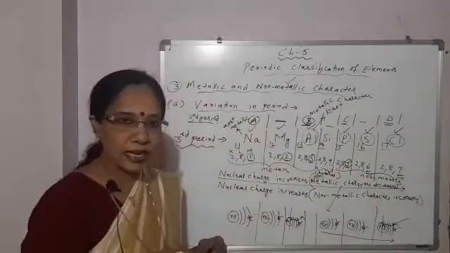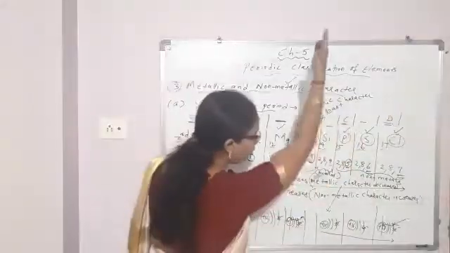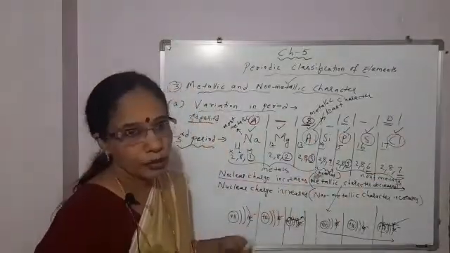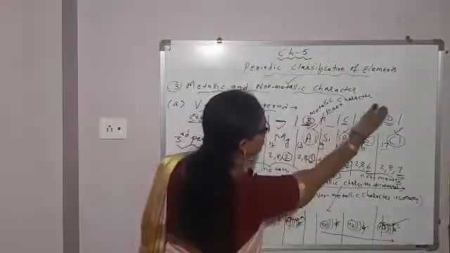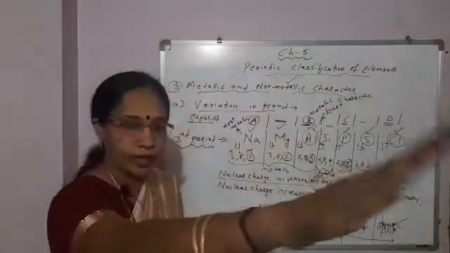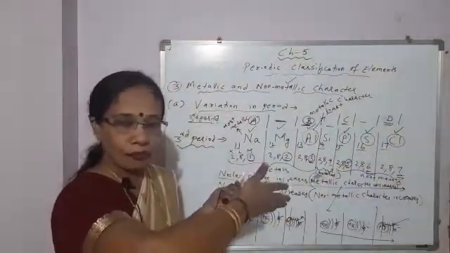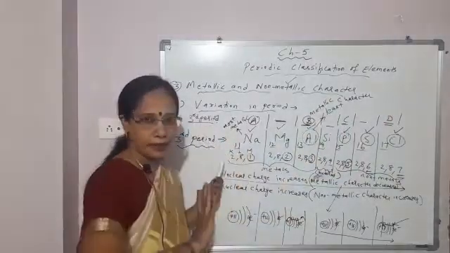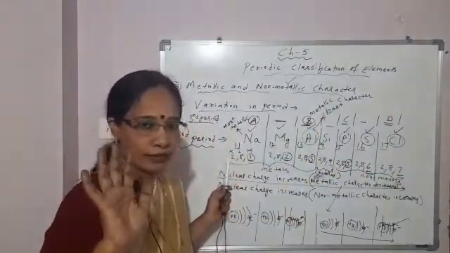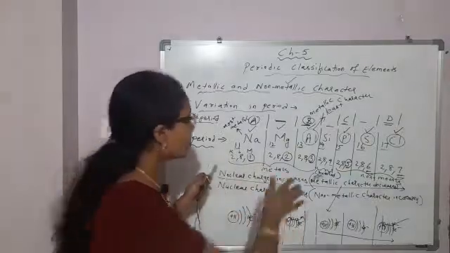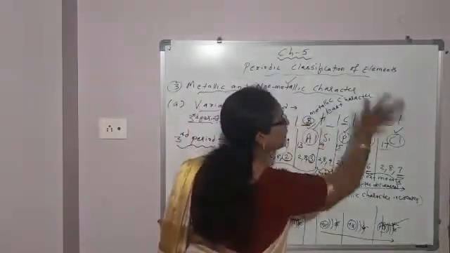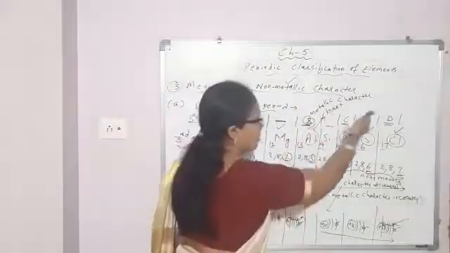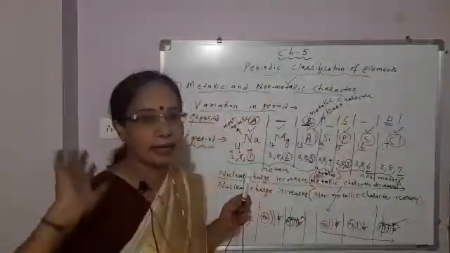First of all, you will check whether the elements are arranged in a horizontal row or a vertical column. If it is in a horizontal row, it will belong to a period. Now these elements A, B, C, D are arranged in a horizontal row, so they belong to one period. And which period is mentioned here? Third period. Name of the element is not given. In place of the name of the element, what is written? A, B, C, D. Okay.